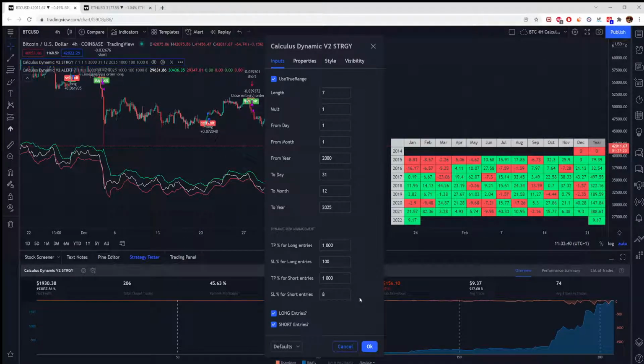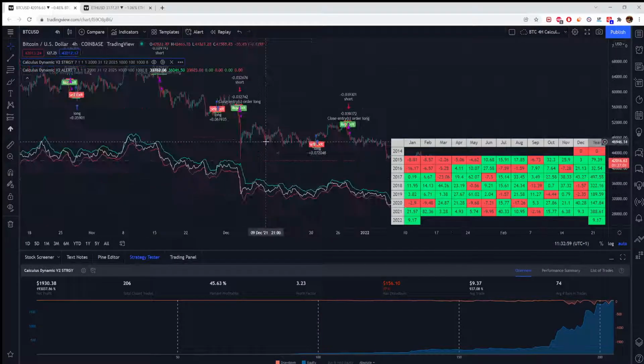I also added the possibility, if some of you are interested, to have risk management inside. However, I'm only using a stop loss value of 8%. Everything else, since it's so big, is not taken into account, so we always exit based on the rules from the indicator.